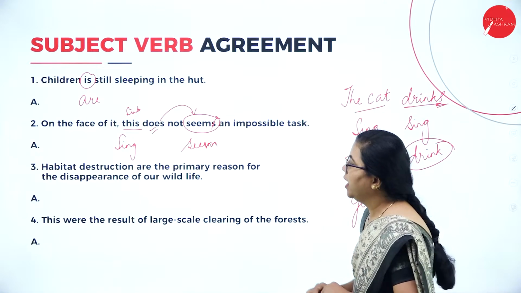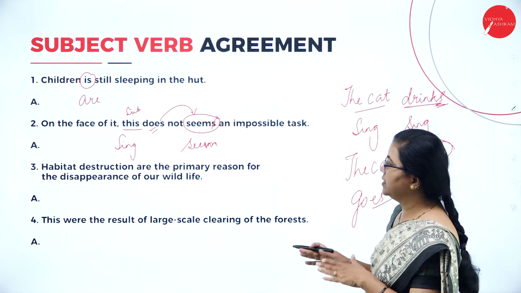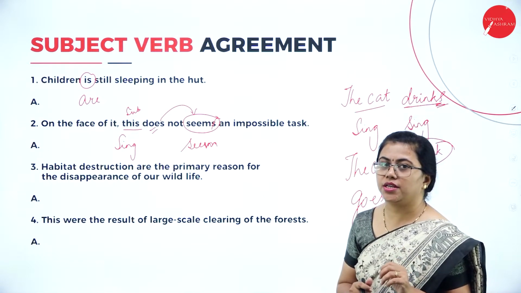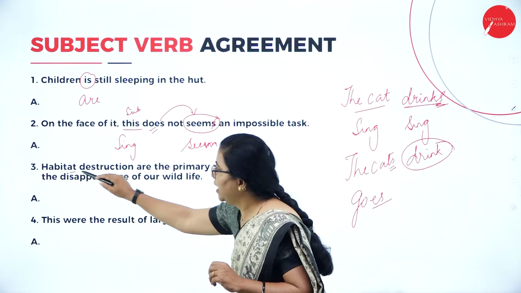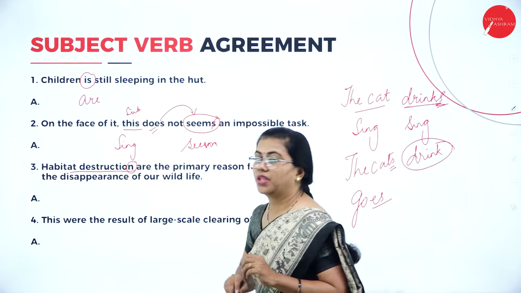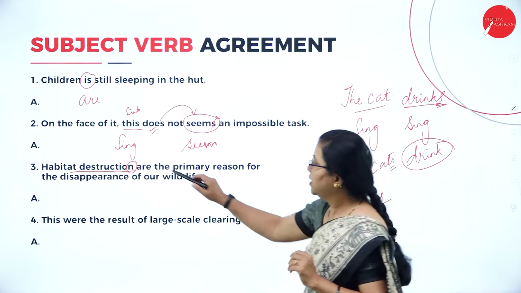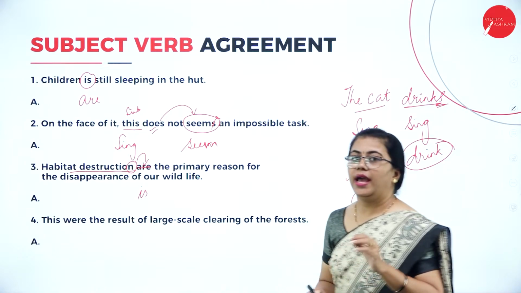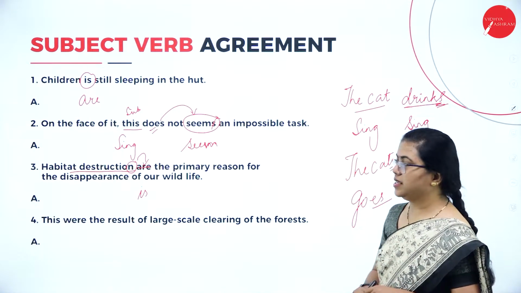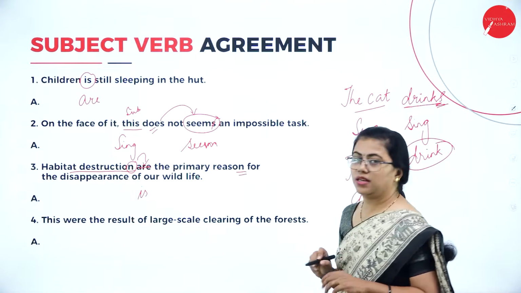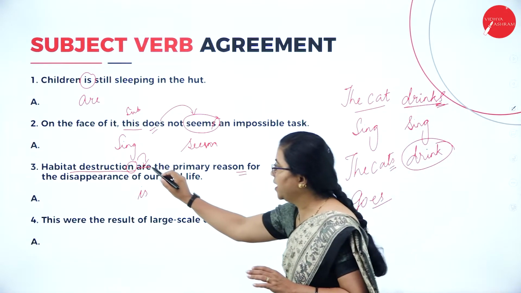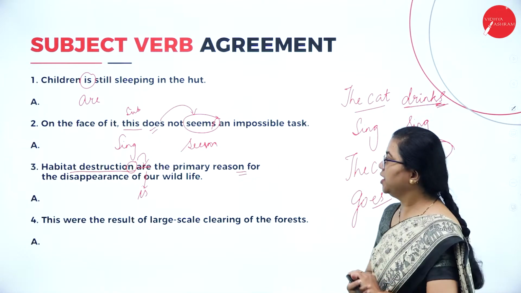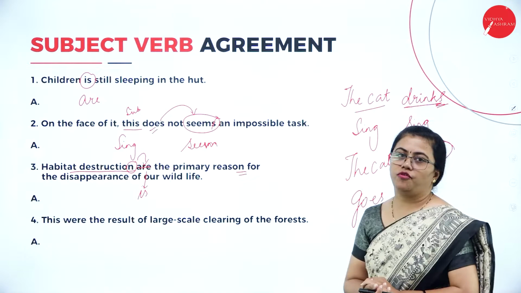Next one, habitat destruction are the primary reason for the disappearance of our wildlife. So what are you talking about here? Which is the subject? You're talking about habitat destruction, singular. No s, it is singular. So the next verb you use should be is. Habitat destruction is the primary reason, and also here you can see reason, not reasons. So obviously here it has to be is only, not are. Habitat destruction is the primary reason for the disappearance of our wildlife.